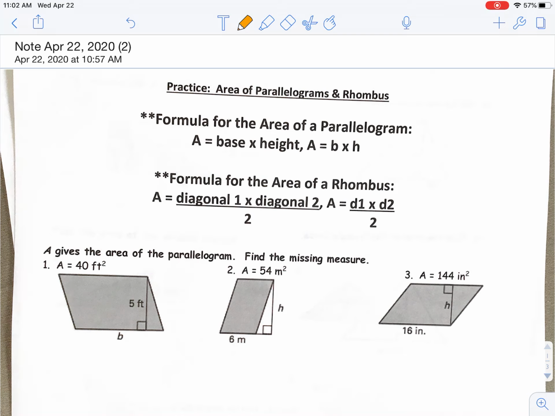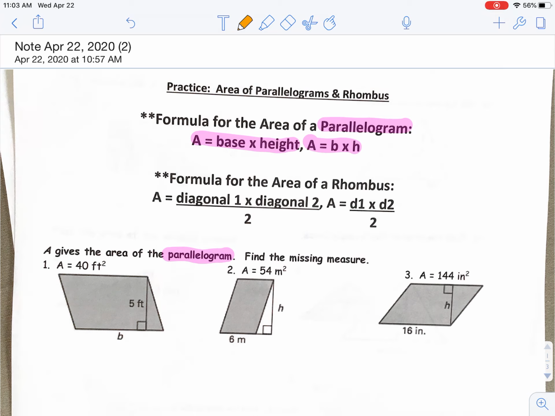First of all, for a parallelogram, oops, hold on, let me get my pen working here. All right, so for a parallelogram, the formula is just base times height. That's it. So B times H. So like these first ones are parallelograms. Again, they look like leaning rectangles that have parallel sides.